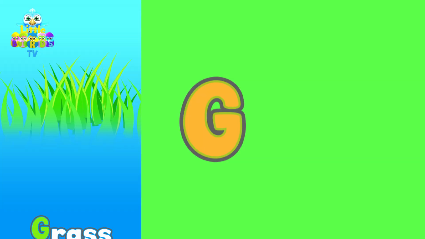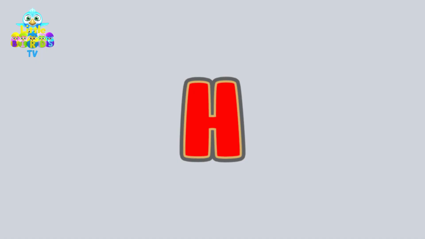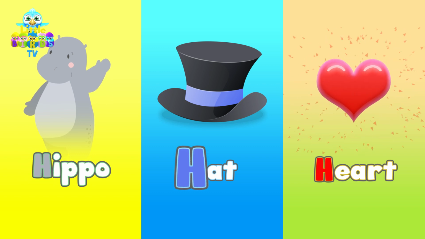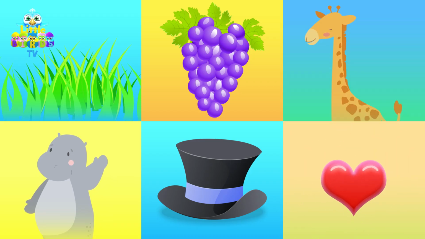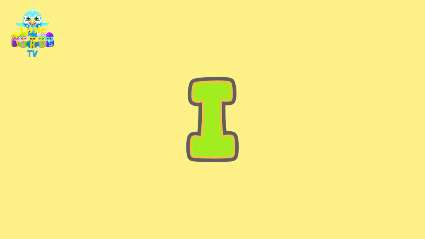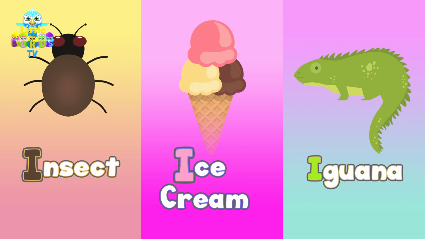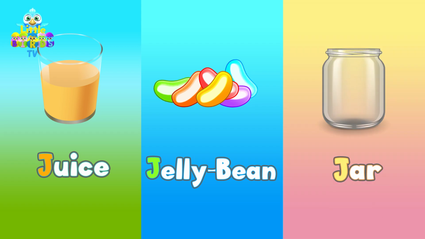G for grass, for grape, for giraffe. J for jar, j j j j j j.